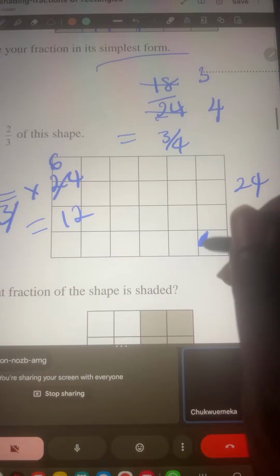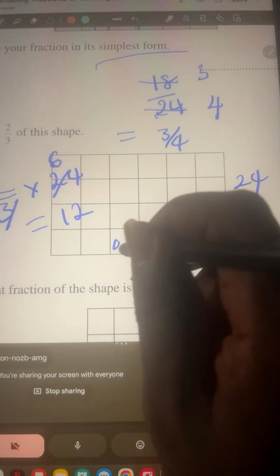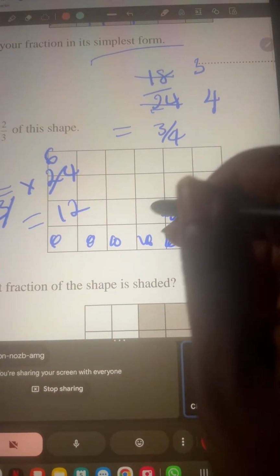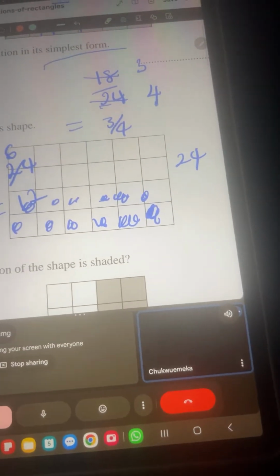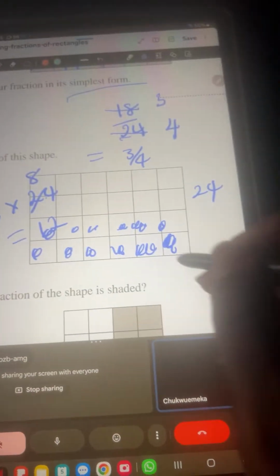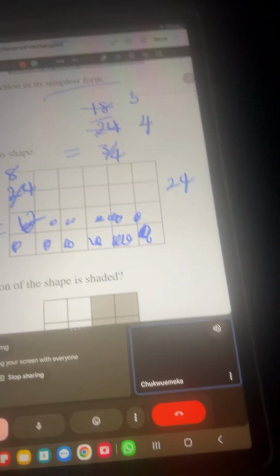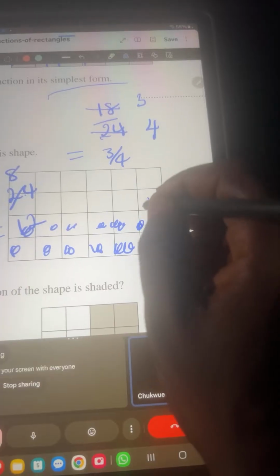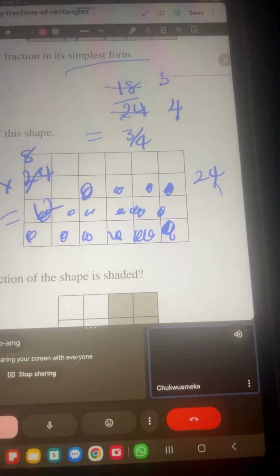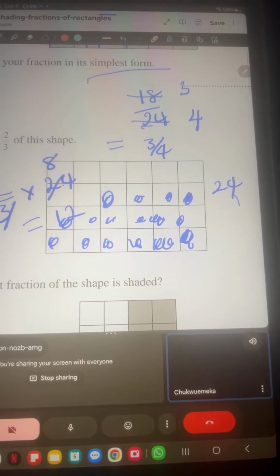You can just shade 1, 2, 3, 4, 5, 6. Shade properly, don't mind the way I'm shading. 7, 8, 9, 10, 11, and what? 12. Does that really give us 12? Oh, that's not 12, because if you divide 24 by 3, that should be 8. And 2 times 8 is 16. So we are shading 16, right? Yes. So 13, 14, 15, and 16. So you shade 16 parts out of the 24 parts.